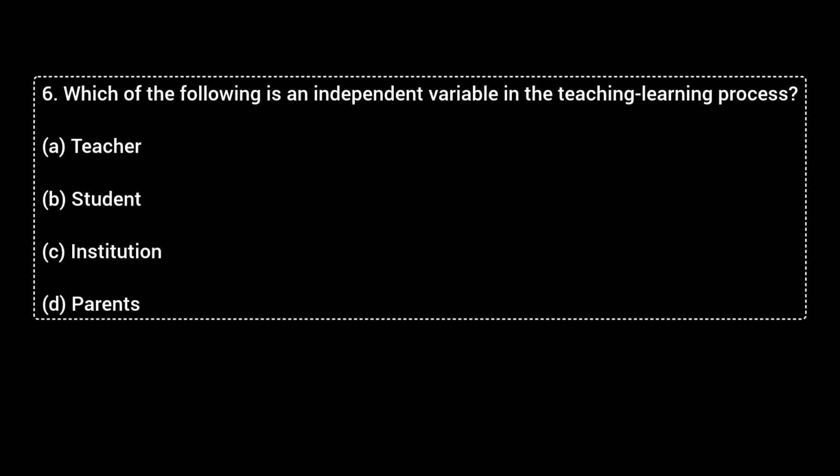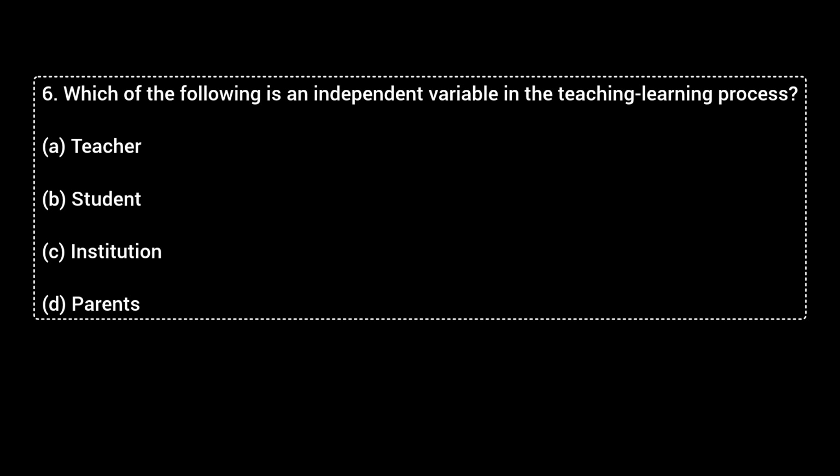Which of the following is an independent variable in the teaching learning process? So let us first try to understand this question. Now, when we talk about variable, a variable in research simply refers to a person, place, thing or phenomenon that you are trying to measure in some way. Now, variables are divided into 2 types, dependent variable and independent variable. Dependent means that it is depending on something, while independent variable means it is not fully dependent on something, or you can say that it is independent.